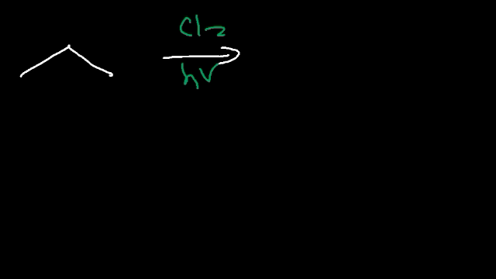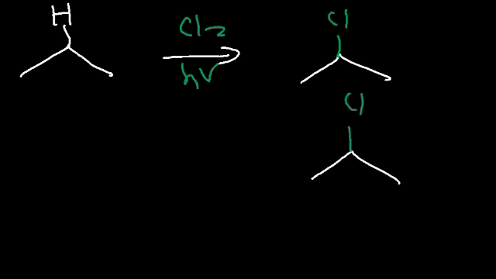It's a substitution reaction because you're going to replace or substitute a hydrogen with a chlorine. And because we're only replacing one hydrogen with one chlorine, it's a monochlorinated reaction. If it was a dichlorinated reaction, we would replace, let's say, two hydrogen atoms with two chlorine atoms. So that's a dichlorinated product.